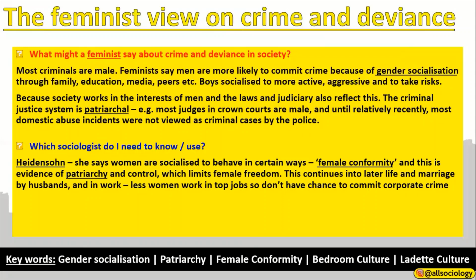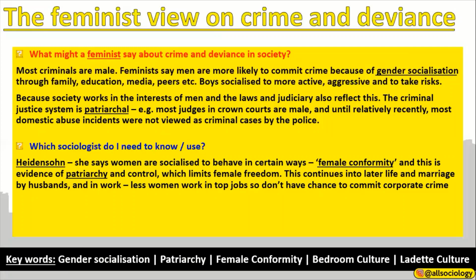So Frances Heidensohn is very much an advocate of that gender socialisation argument. She says that women are socialised to behave in certain ways, and she refers to this as female conformity, which limits female freedom. It's this expectation that women should be passive and controllable and not have their own ideas and that kind of stuff. And what Heidensohn says is that girls grow up in this form of gender socialisation, they get used to it, but it continues into later life and marriage.